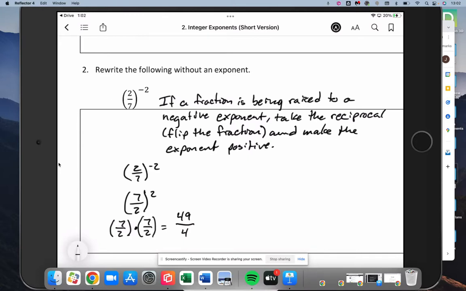So it would be a great idea to write down this little trick that I wrote out for you there to the right of that fraction, that if a fraction is being raised to a negative exponent, take the reciprocal or flip the fraction and make the exponent positive, just like we did. I hate that little trick, but it works and saves a lot of time.